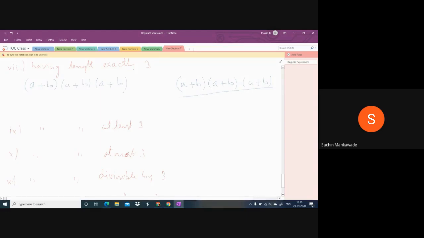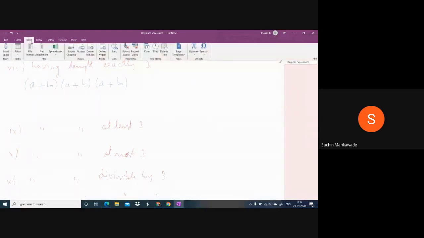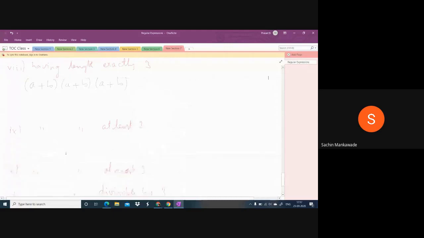Now, what is the meaning of length at least 3? It means minimum length 3, which means length greater than or equal to 3. So the length can be minimum 3, or 4, or 5, and so on. So this is length 1, this is length 2, this is length 3. Length can be 4 or 5 or 6.